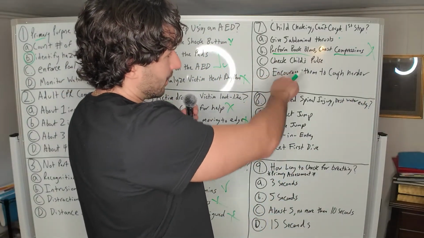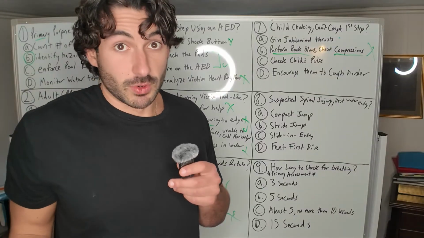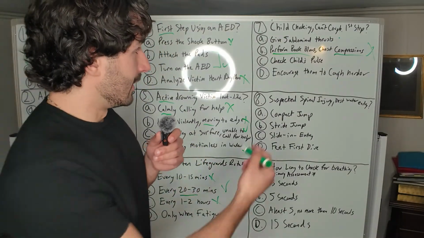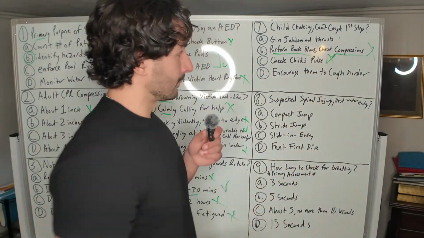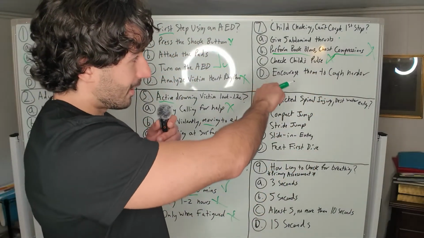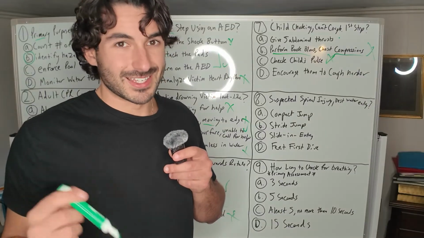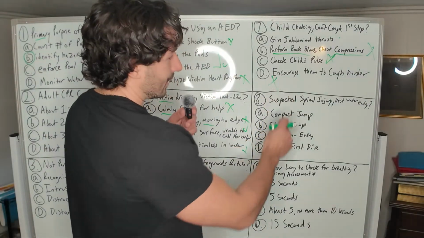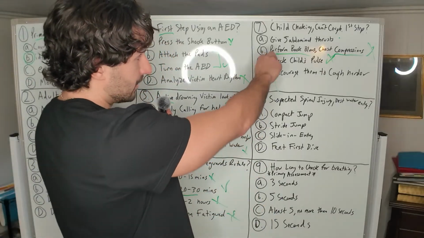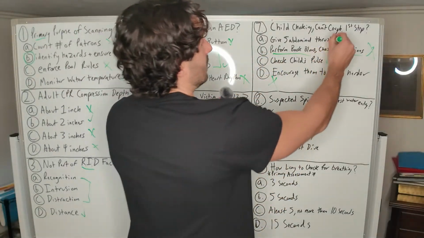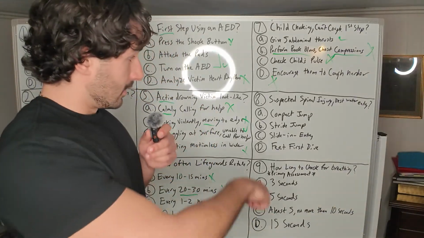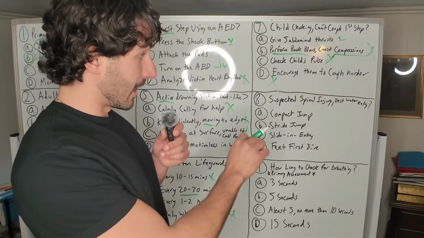C, check child's pulse. This person's choking right in front of you. You know they're responsive. They can't breathe. They can't cough. You don't need to check for pulse at all. And then D, encourage them to cough harder. This is the one that you just know isn't right, so I don't really need to explain that one. But given that you're eliminating all of these, you can go with this one. Give 5 abdominal thrusts.